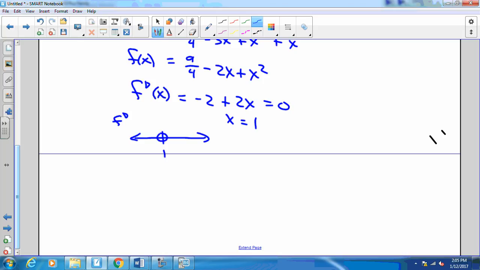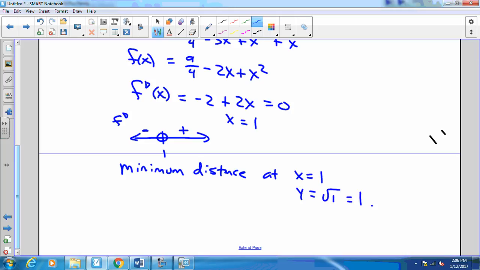And if we consider now the well-labeled number line for f prime at x equals 1, if we consider maybe plugging in x equals 0, and we consider maybe plugging in x equals 2, it's fairly clear that our number line looks like this. And therefore we say we have a minimum distance at the point x equals 1. What is y equal? Also 1, because y is equal to the square root of x. And we're done.